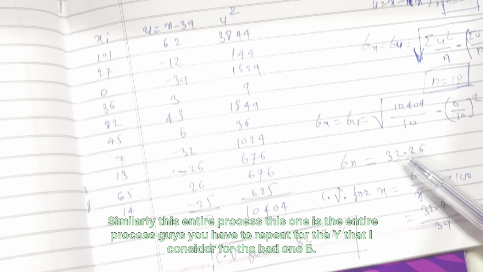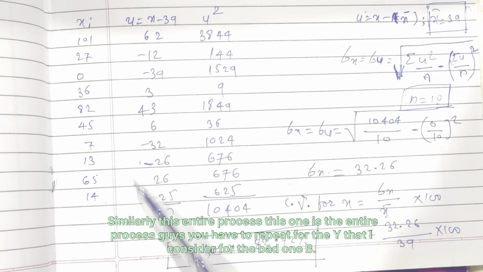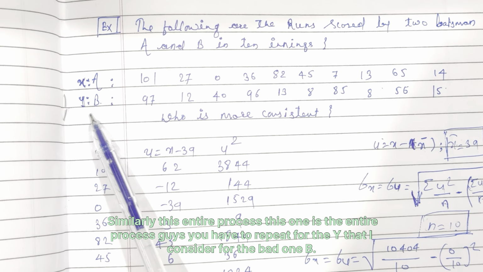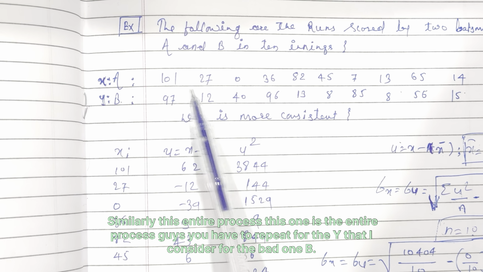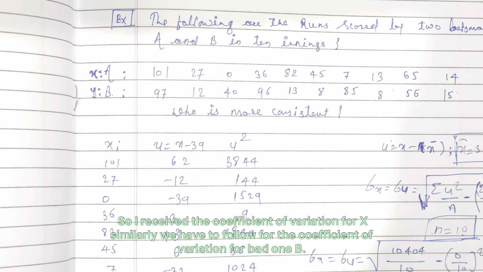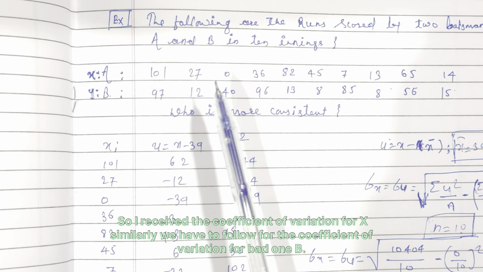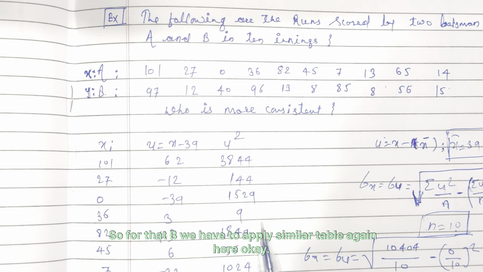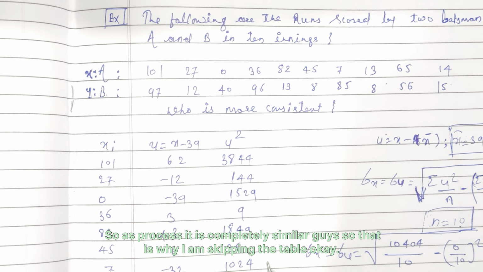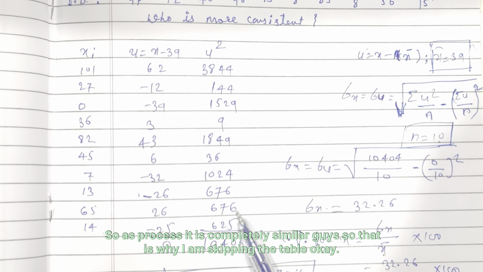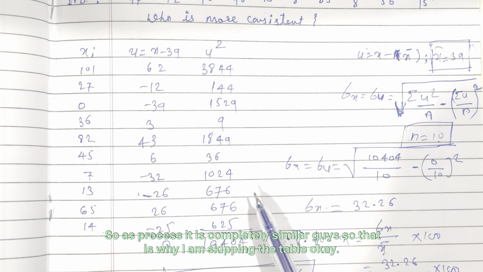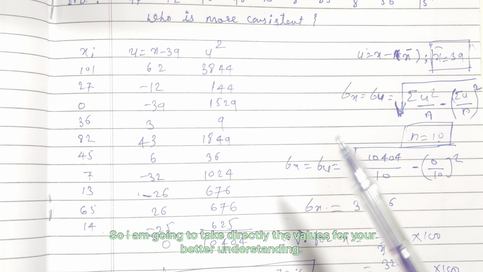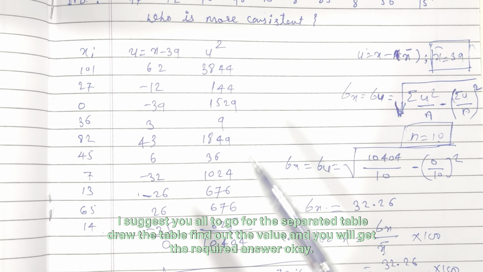Similarly, this entire process you have to repeat for the y that I consider for batsman B. So I received the coefficient of variation for x. Similarly we have to follow for the coefficient of variation for batsman B. So for B, we have to apply a similar table again here. As the process is completely similar, guys, I'm skipping the table and taking the values directly. For your better understanding, I suggest you draw a separate table, find the values, and you will get the required answer.